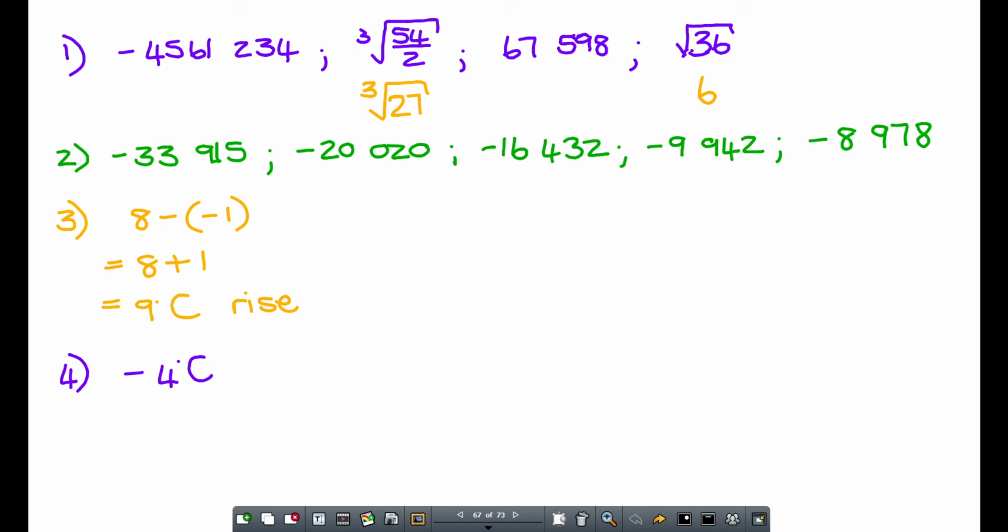Okay, number 4. They asked me which one is lower, minus 3 or minus 4. As we just said, the further you move away from 0, the smaller it gets. So minus 4 is further away, so therefore the smaller one.